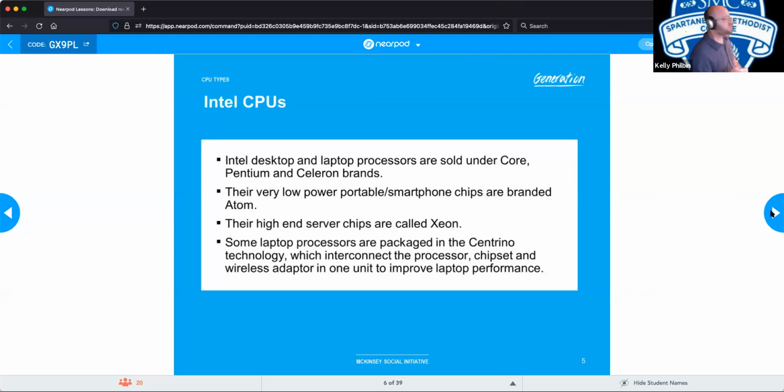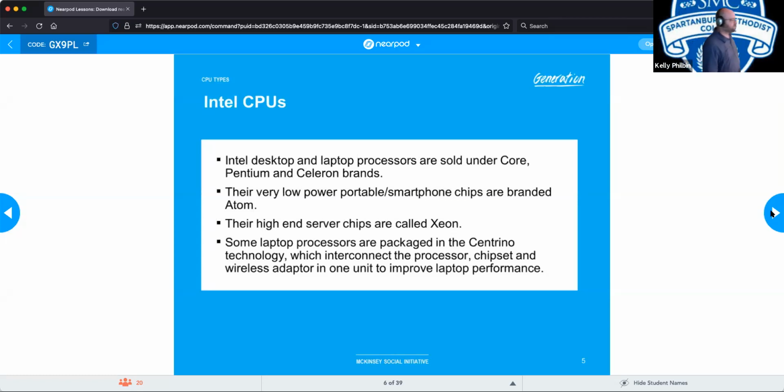They have low power, portable, smartphone chips called Atoms. Their high-end server chips are called Xeon. So the names to know: for desktop, you have Core, Pentium, Celeron. For phones, they have Atoms, and for big servers, Xeon.